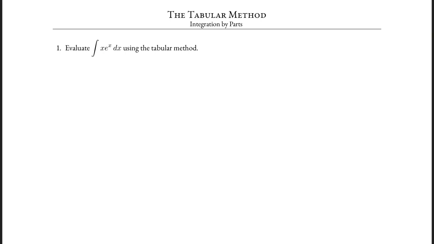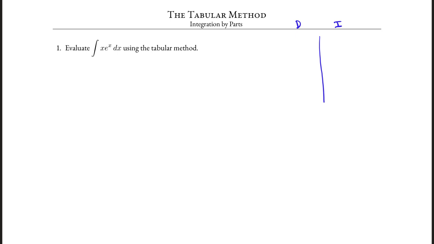Evaluate the integral of x e to the x dx using the tabular method. The tabular method is integration by parts in disguise. For this method, we will set up two columns. The left column is for differentiation, and the second column is for antiderivative.